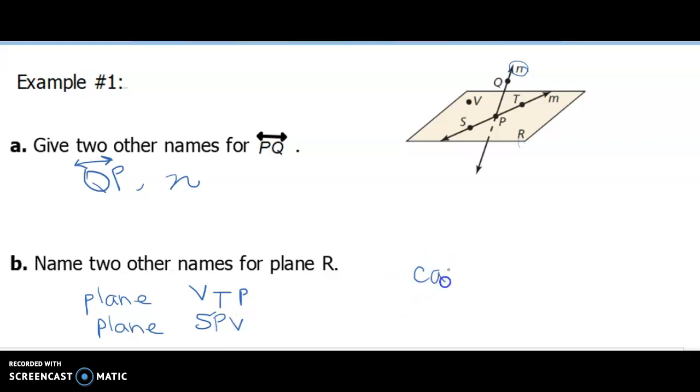What we can't use is the small n because that's the name of a line, not a point. We can't use small m because that's the name of a line, not a point. We can't use capital R because that's the name of the plane. We can't use point Q because that's not on the plane, that's above the plane. And we can't use the combination of SPT because those are all 3 in the same line.